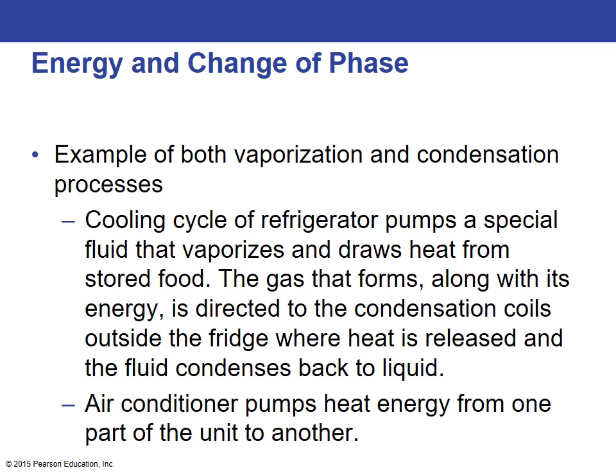Let's look at a couple examples of vaporization and condensation. In your refrigerator, the cooling cycle pumps a special fluid that vaporizes and draws heat from the stored food. And the gas that forms, along with the energy that it absorbs, is directed to the condensation coils outside the fridge. And this heat that it absorbed from the food is released, and the fluid then condenses back to a liquid.